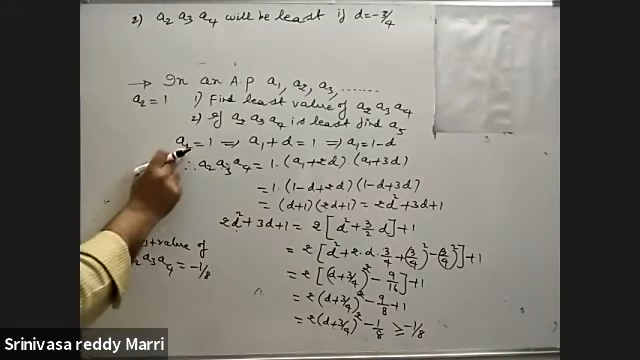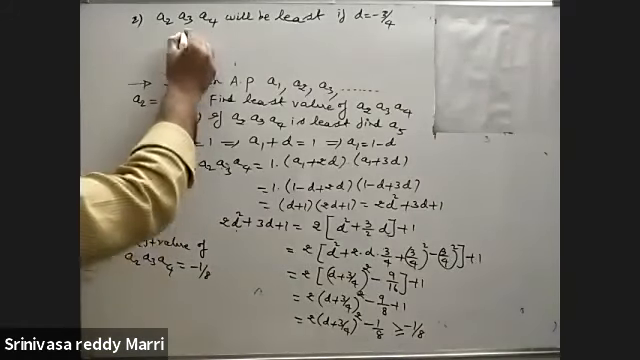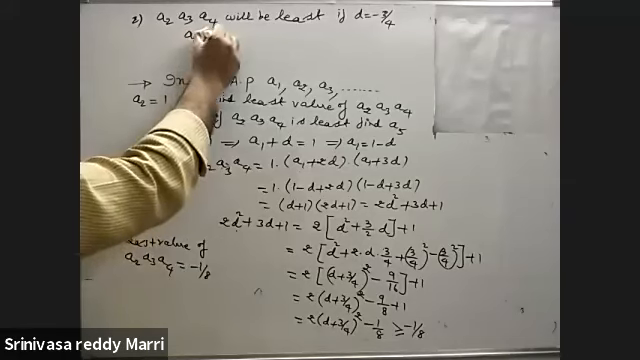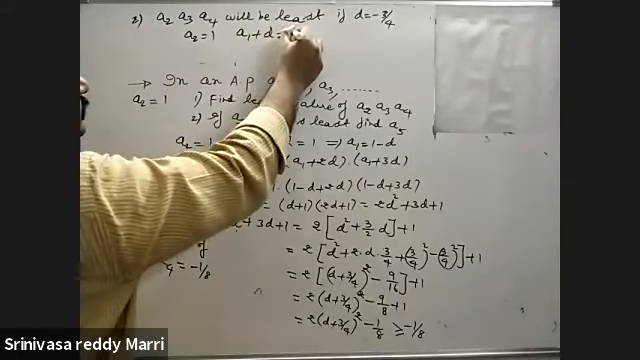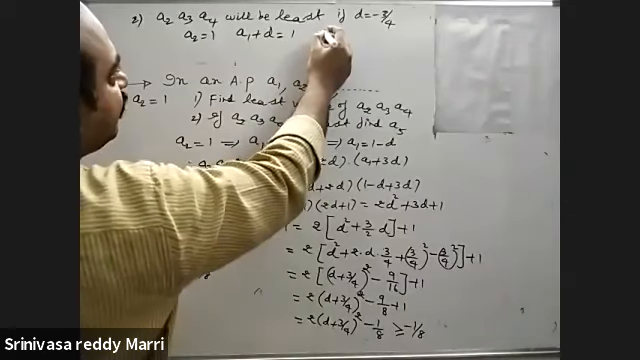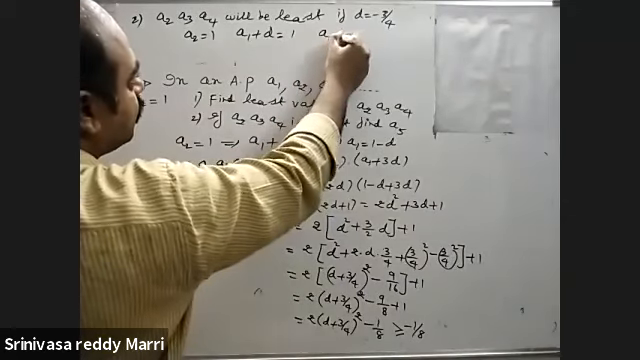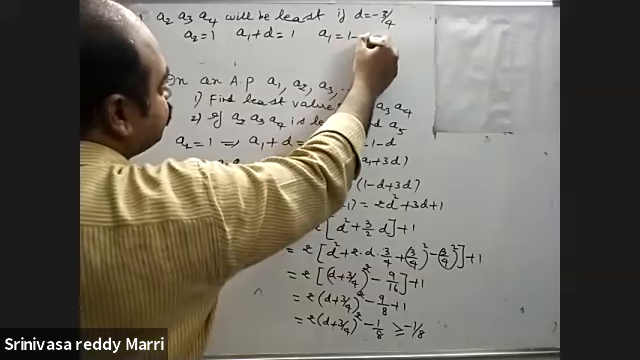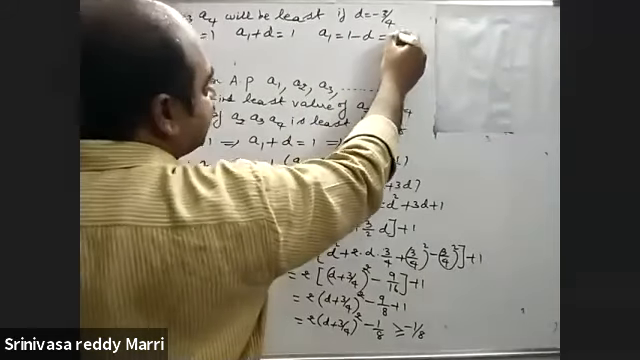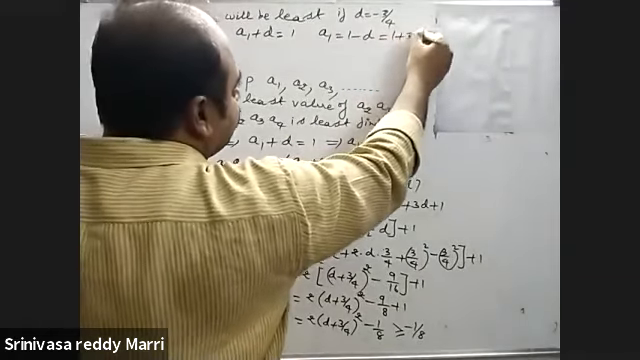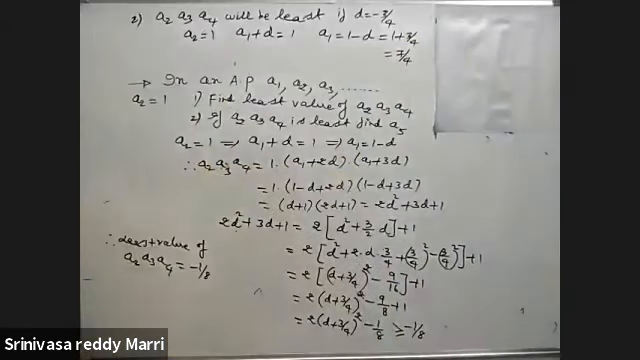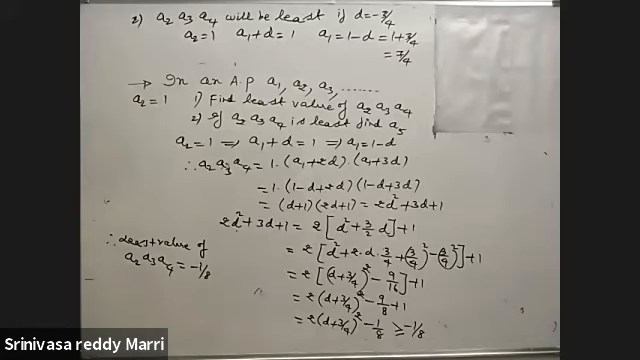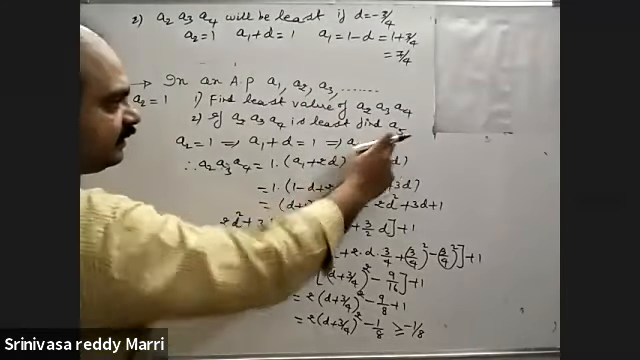Now you know that A2 equals 1. That means first term plus D is 1. Now you can calculate what is A1. A1 is nothing but 1 minus D, the first term: 1 plus 3 by 4, that means 7 by 4. Now you know the first term and common difference. How to calculate the fifth term?